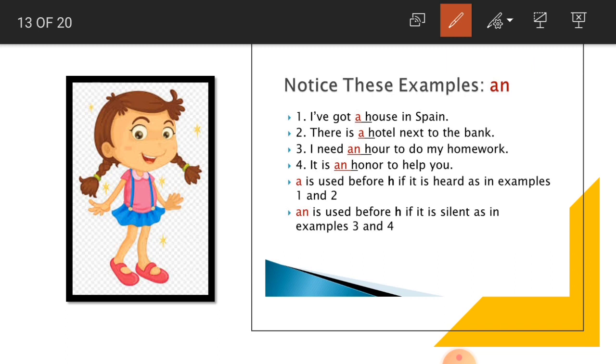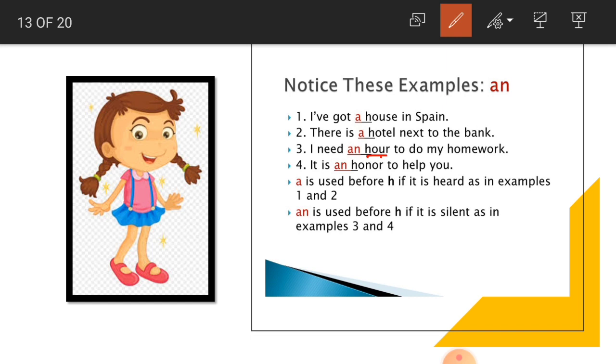Now here again there are some examples. I have got a house in Spain. There is a hotel next to the bank. So here both a and an are there, children. I need an hour. See again, H is silent, that is the time. An hour to do my homework. Again, even though it is H, we have added an. It is an honor to help you.